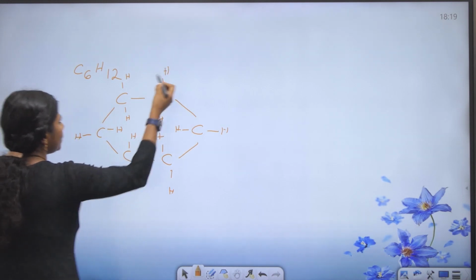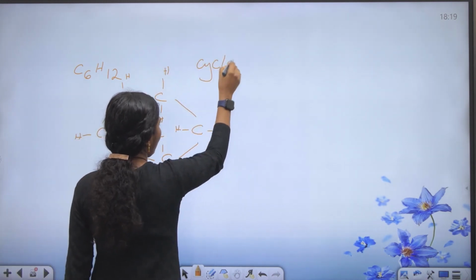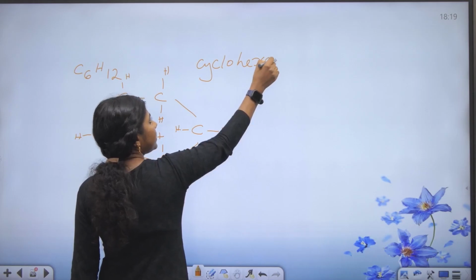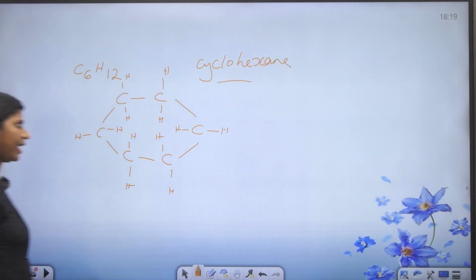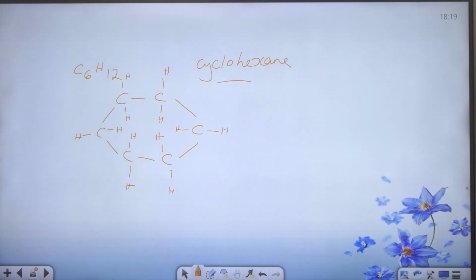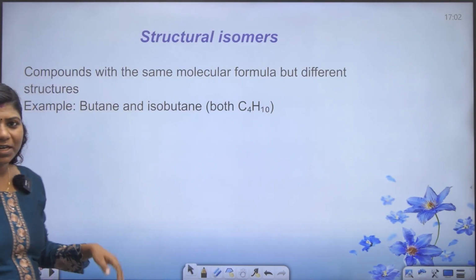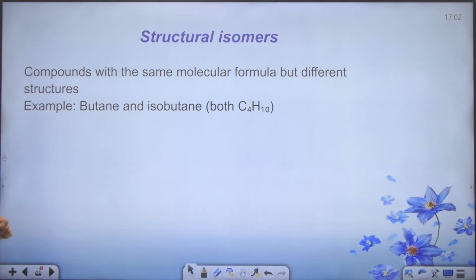This is the structure of cyclohexane. Carbon atoms arranged in a cyclic manner, a closed structure. That type of molecule is known as a cyclic compound. For example, cyclohexane, whose molecular formula is C6H12. Hope it's clear. Today we are going to discuss structural isomerism.